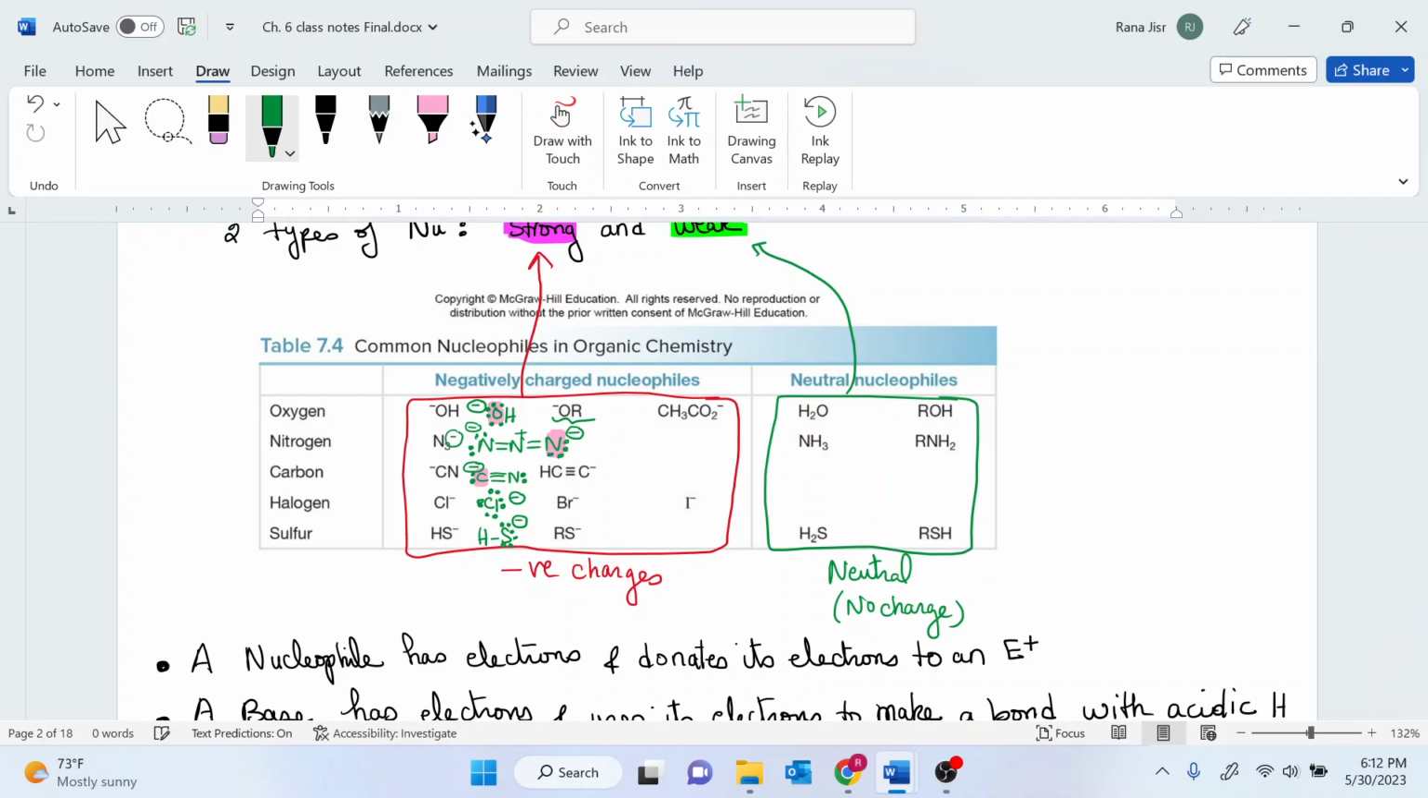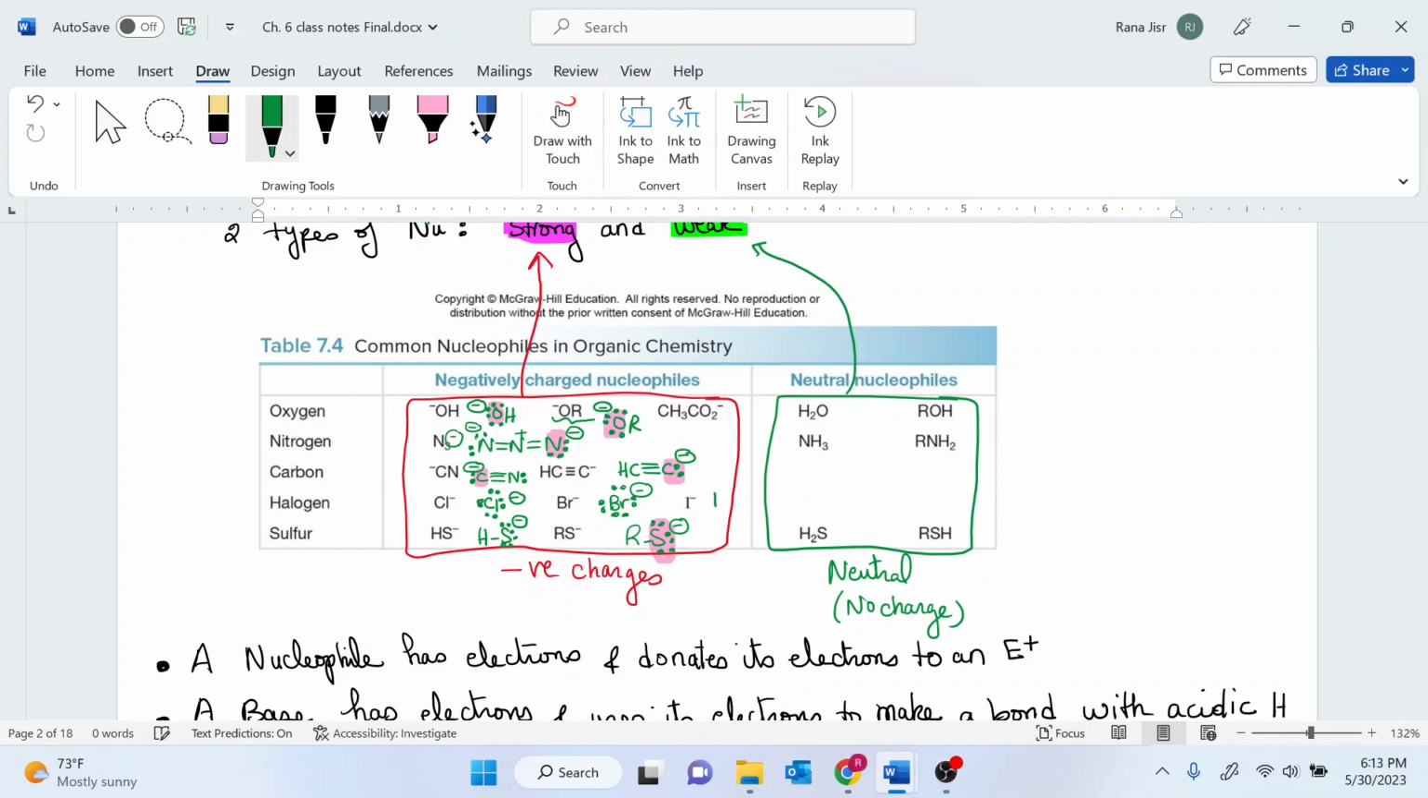The alkoxide, the OR, has lone pairs on the oxygen, so it's the oxygen that is the nucleophile. Then the triple bond has lone pairs on the carbon, so that the carbon is octet. So it is the carbon that is the nucleophile. Then you have your bromine in there, and then the alkyl sulfide, the RS negative. It's the S over here that has lone pairs, so this is the nucleophile.